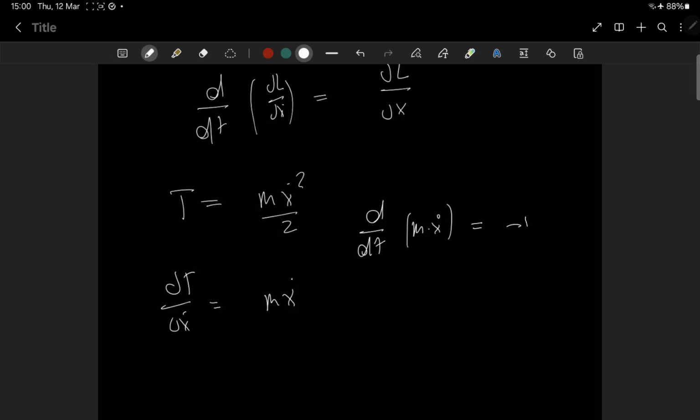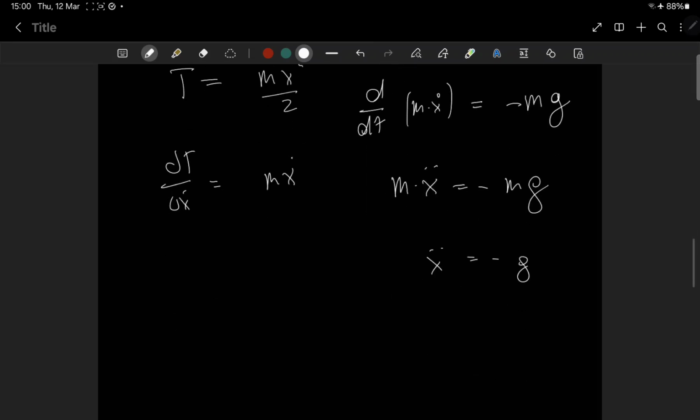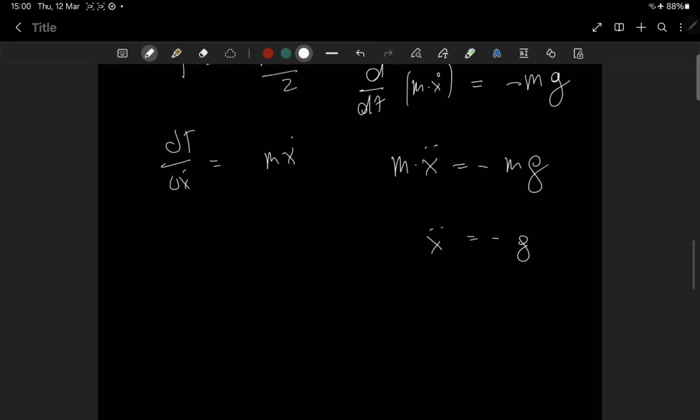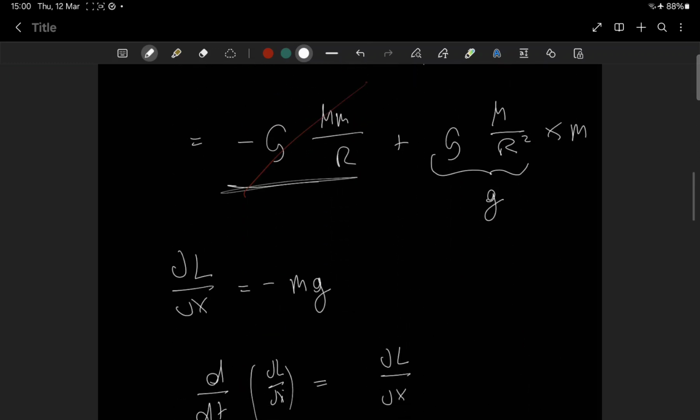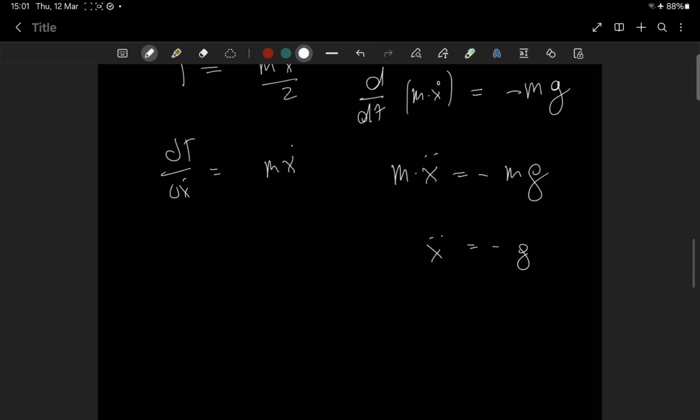and this equals minus mg. Now we get the usual equation: m times x double dot is minus m times g, or x double dot is minus g, which basically says that the acceleration equals the gravitational acceleration. So as you can see, we've now calculated the equations of motion for a particle in the Earth's gravitational field, very close to the Earth, so the acceleration is almost constant. We calculated that the acceleration is just minus the gravitational acceleration. So yeah, that's it. Thank you for watching.